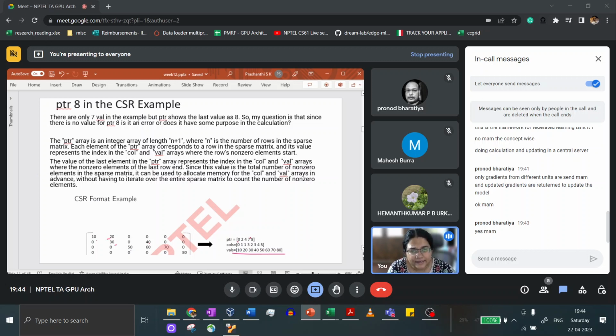So the basic idea with having this value is that it quickly gives you the number of non-zero elements, and that is the size of both the col and the val arrays. So you can easily allocate memory for both of them by just looking at this value, right? That's the only point of storing it. It doesn't serve any other purpose in the calculation.